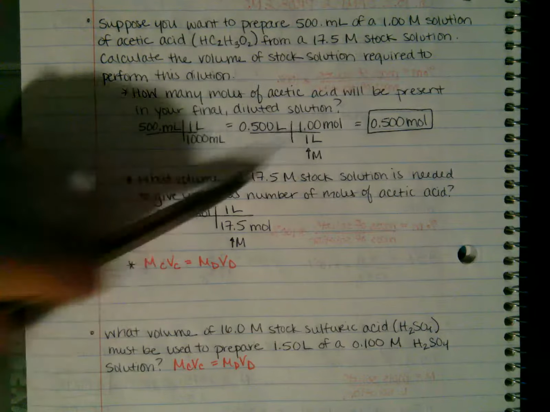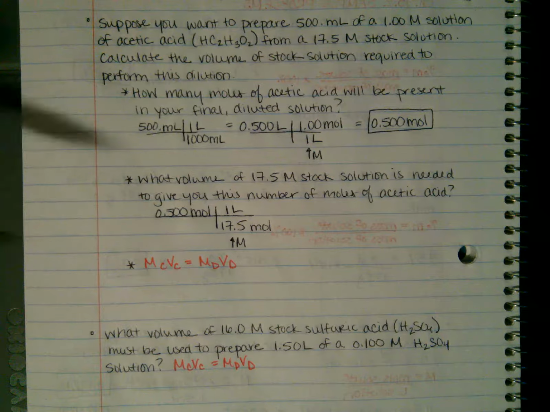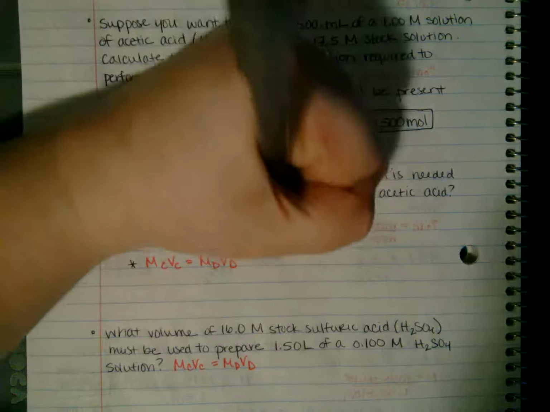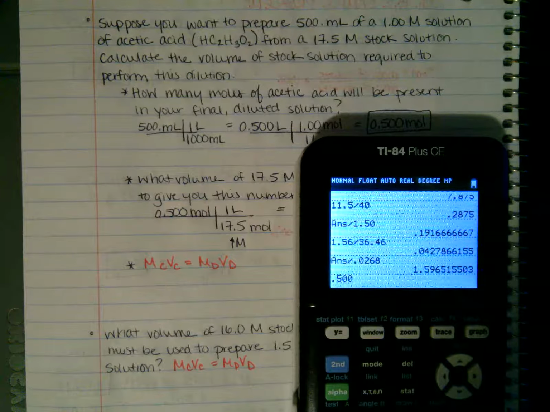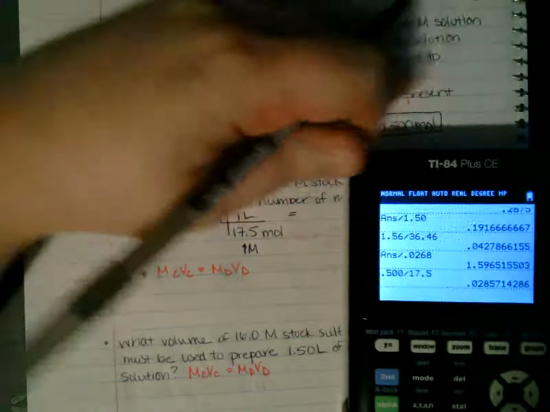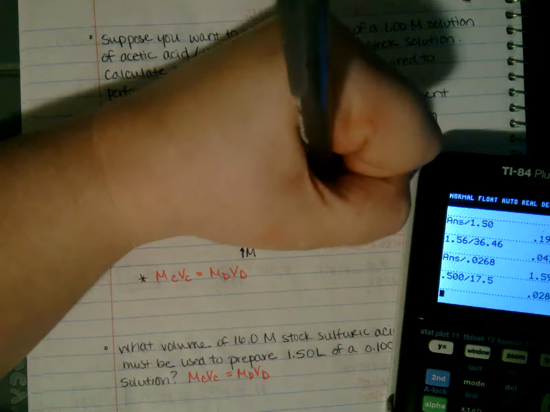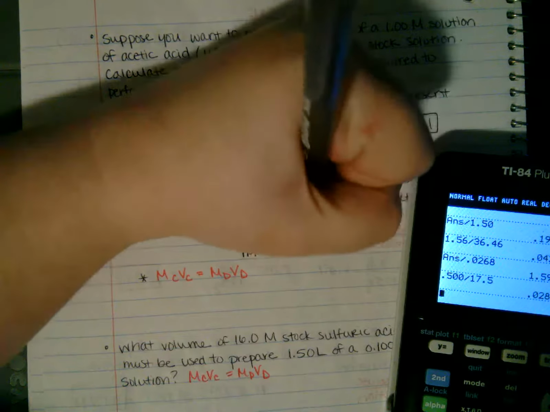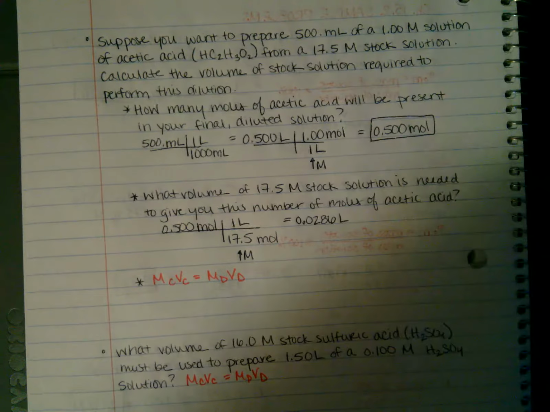Okay, and again, whether the moles or the liters go on top or bottom just depends on what we are looking for. So I would end up needing 0.0286 liters of stock solution. Okay, that's great.